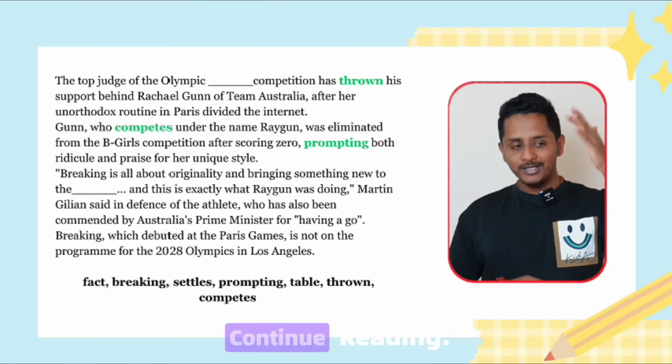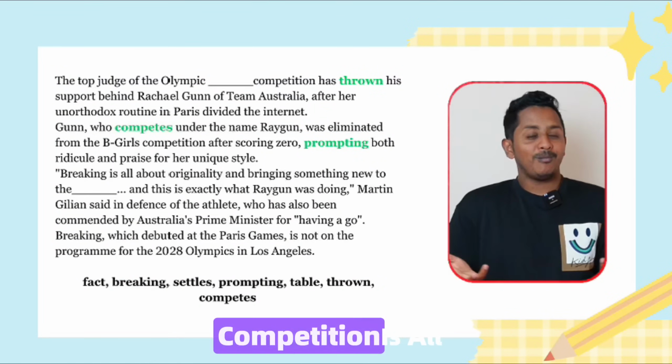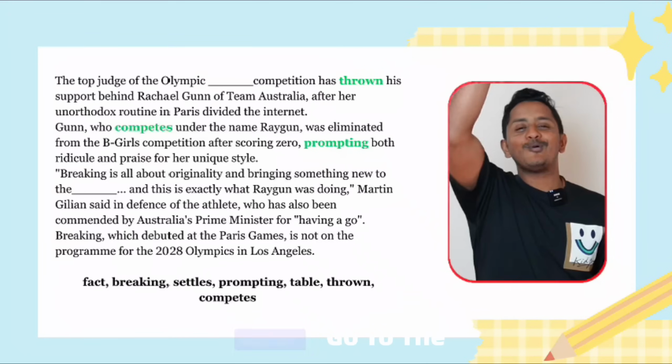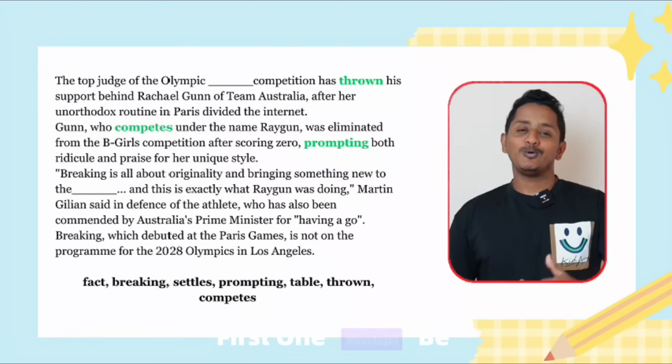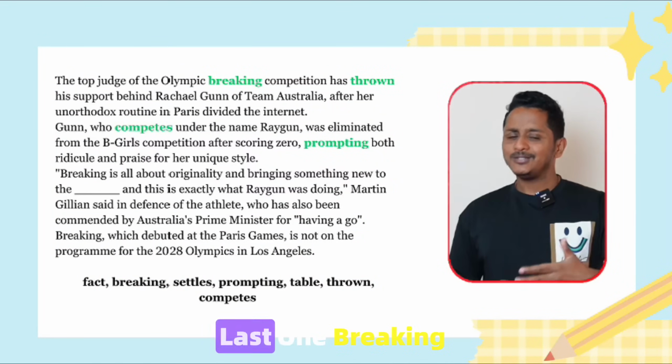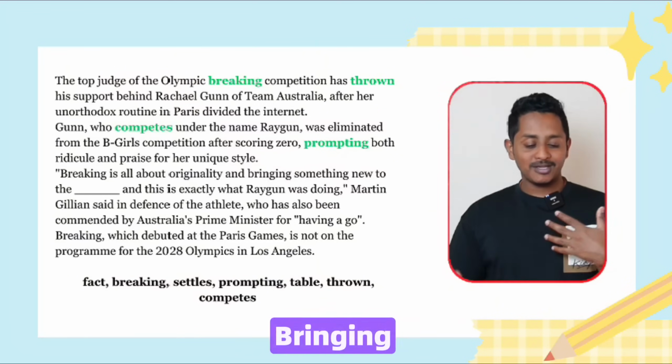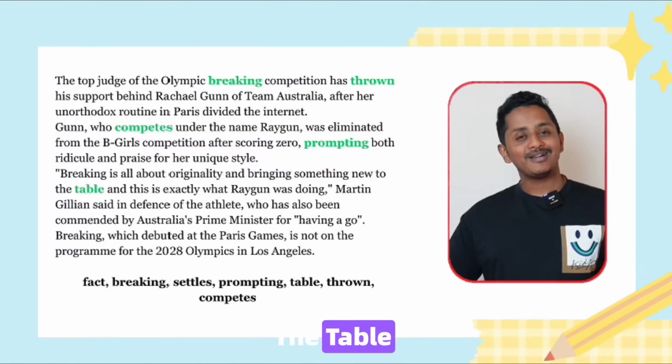First one, leave it empty, continue reading. Now you're pretty sure what the competition is all about. Now from the bottom, go to the top. First one would be the breaking competition. The last one, breaking, is all about originality and bringing something new to the table, collocation.